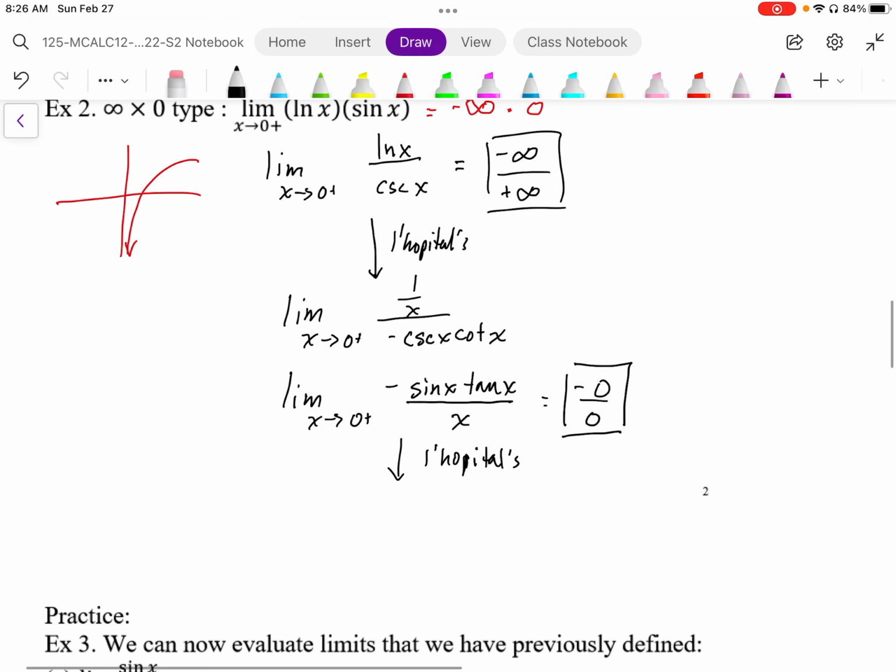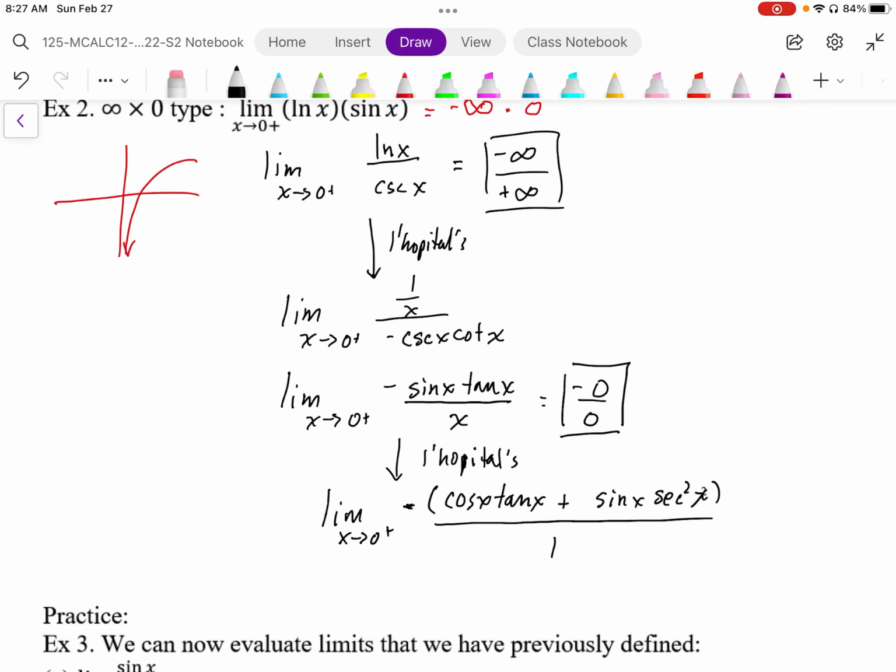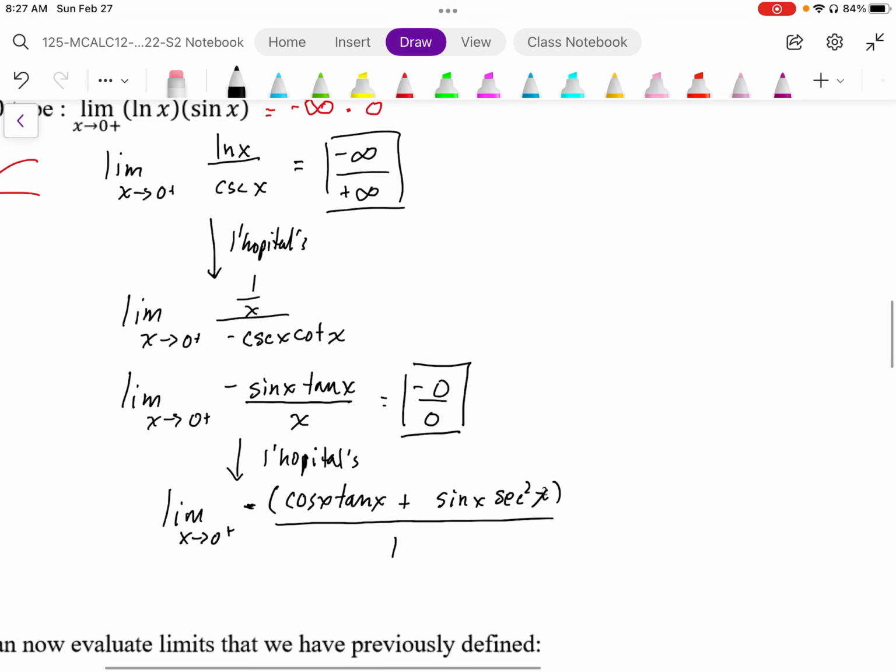Okay, applying L'Hopital's again, we're going to end up with the derivative of that. We're going to have to use the product rule. So we end up with cos x tan x plus, and I factor that negative out, sine x secant squared x. That's the numerator. The denominator just becomes 1. And now we try to evaluate this limit again.